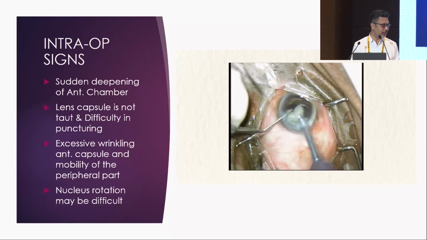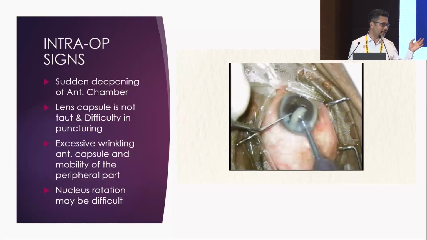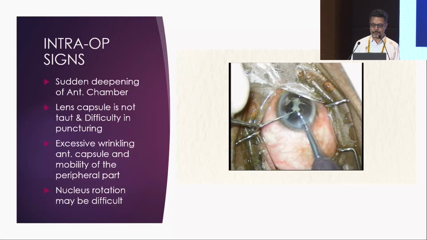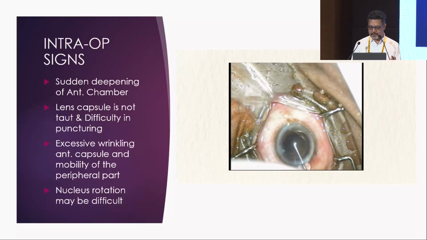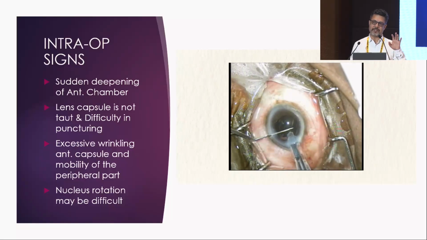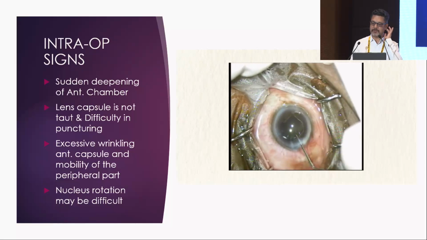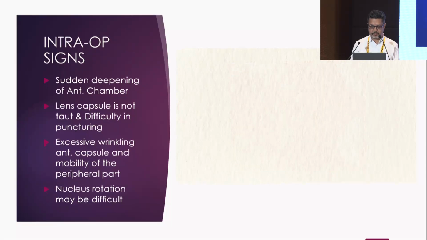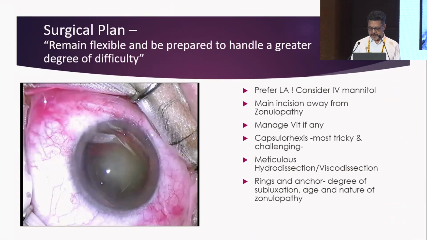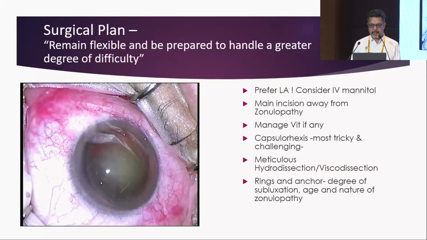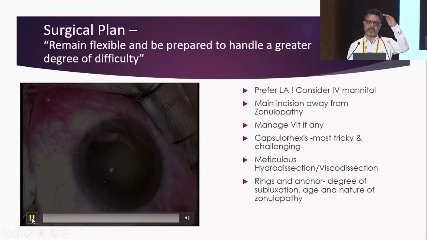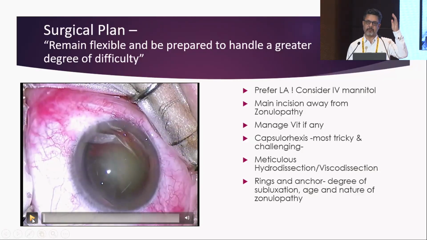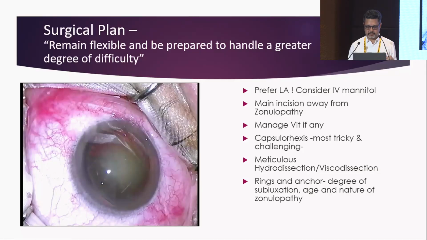Because there are not a lot of speakers, I will request the chair to give me one or two minutes extra time. So the entire maneuver of the phacoemulsification may become difficult, whether it's the capsulorhexis or nucleus rotation. So you have to be very meticulous. So this is the classification, I'm omitting it, and you all know about that. If 25% of the pupil is exposed, then it's mild. Then if it's more than 50%, then it's severe.